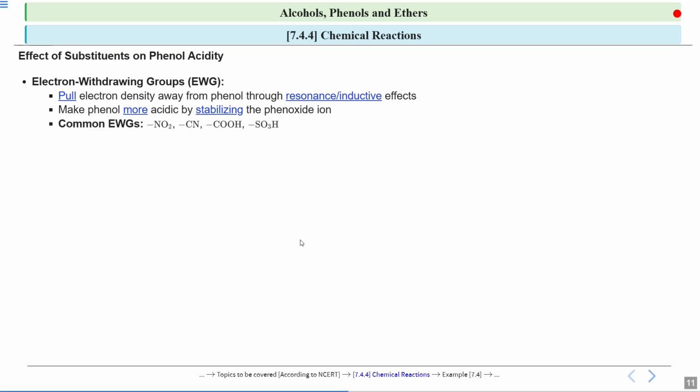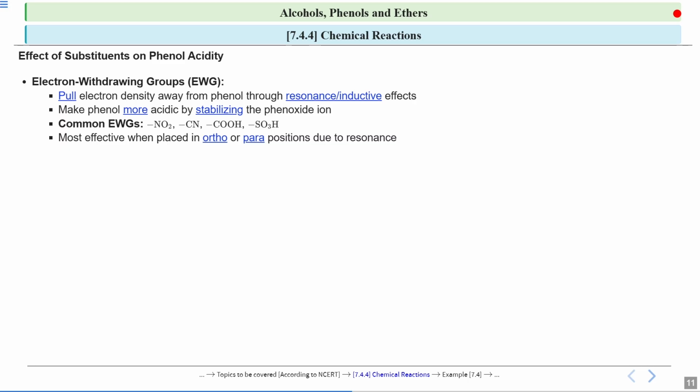Okay, so common electron withdrawing groups are the NO2 group, cyanide group, carboxylic group, SO3H group. Now these all withdraw the electron density from your ring. Because they withdraw the electron density through resonance and inductive effects, they make phenol more acidic because it will stabilize the phenoxide ion more. So if it stabilizes your phenoxide ion more, what will happen when electron withdrawing groups are there? It will easily donate its H plus ions.